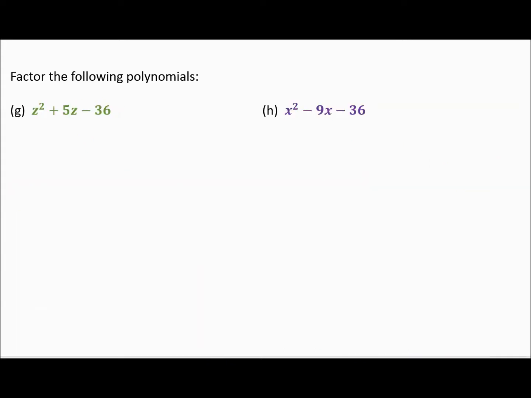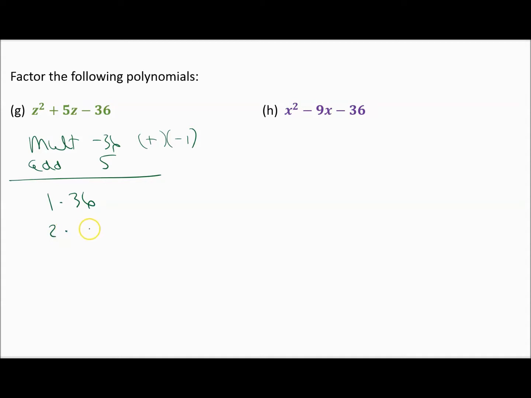Okay, factor the following polynomials. So multiplies to be negative 36 and adds to be 5. So let's write that down. Multiplies to be negative 36 and adds to be positive 5. Now remember, when you multiply to be a negative, one's positive and one's negative. Always, anytime you multiply to be a negative number. So I just think about the things that give me 36, 1 and 36, and no matter which one of those is negative, it's not going to add to be 5.